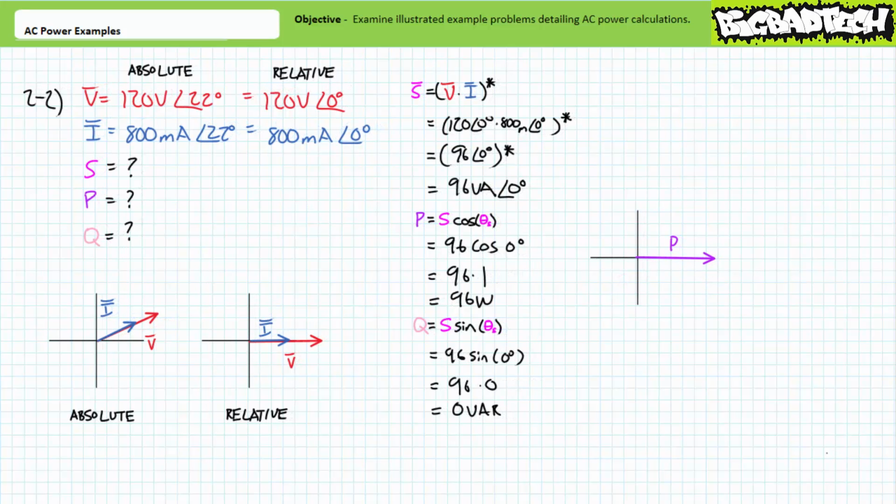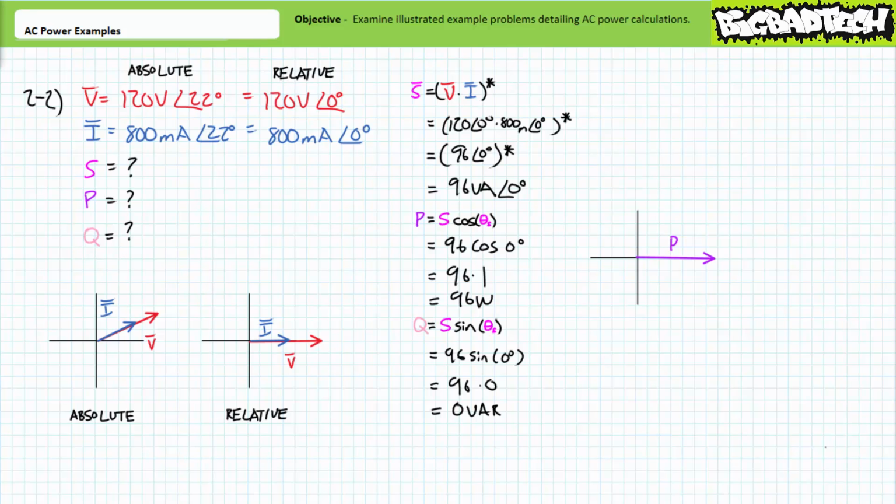For our second example problem, we've been given a voltage of 120 volts at an angle of positive 22 degrees and a current of 800 milliamperes also at an angle of positive 22 degrees. We're being asked to solve for the resultant apparent, real, and reactive power. Note both voltage and current have the same phase shift of positive 22 degrees. This implies voltage and current are perfectly in phase with one another. There is a 0 degree relative phase shift between them.